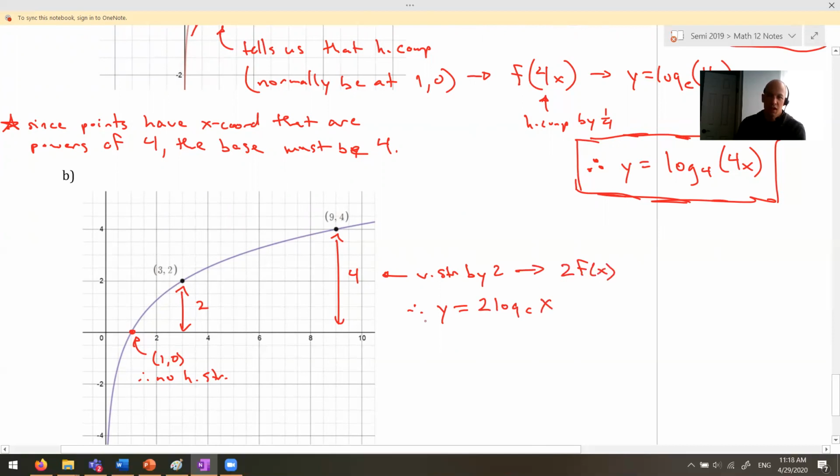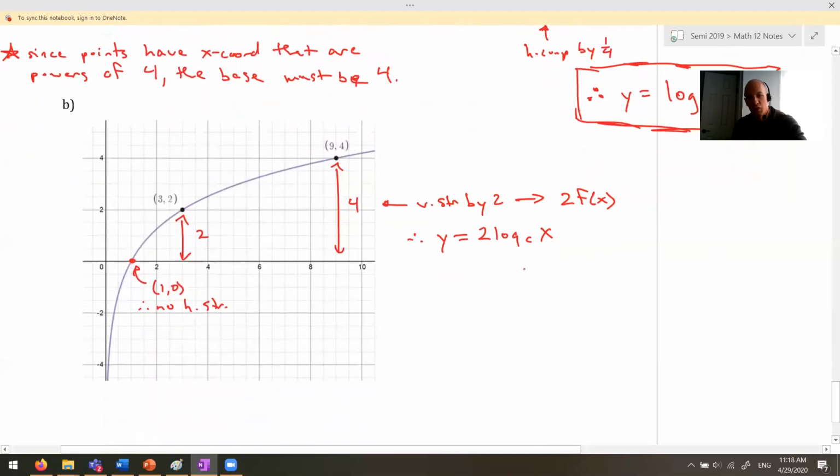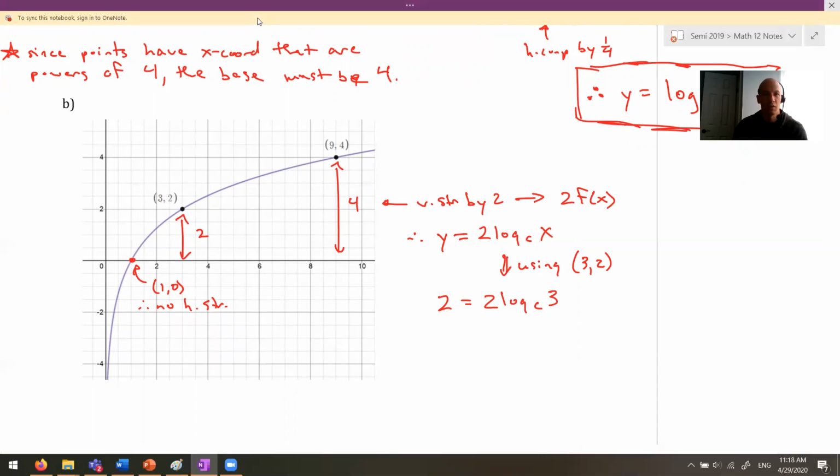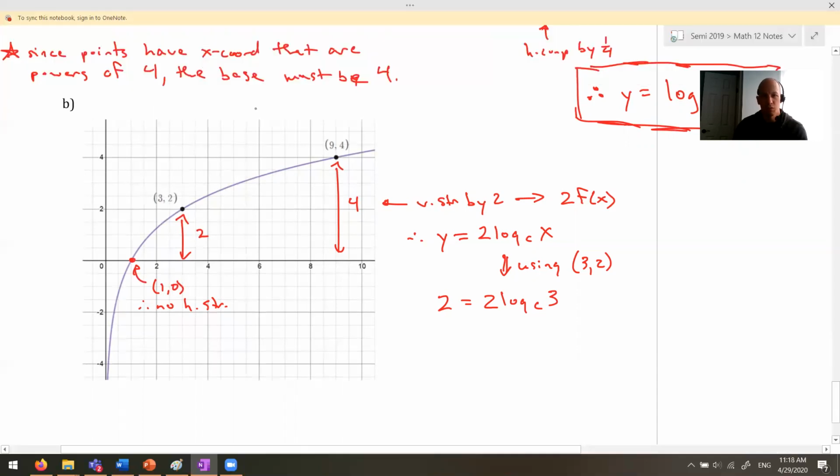Okay, so what we have here is an issue where we want to figure out the log base c. Those of you who are saying, I really like the algebra, let's use the algebra method. Using the point, we can use 3, 2 or 9, 4, it doesn't matter. Using the point 3, 2, we can put in 2 for y and 3 for x. If we solve this for c, we divide both sides by 2, nothing wrong with that.